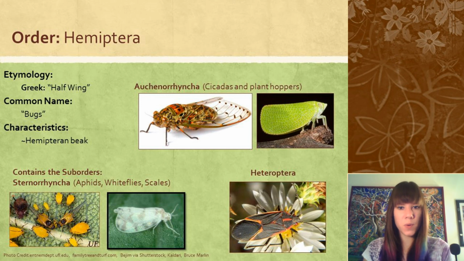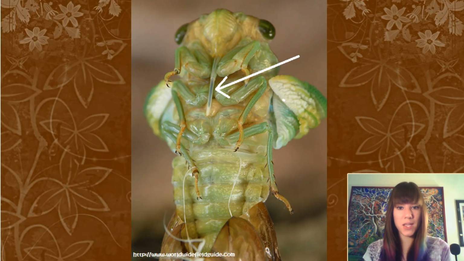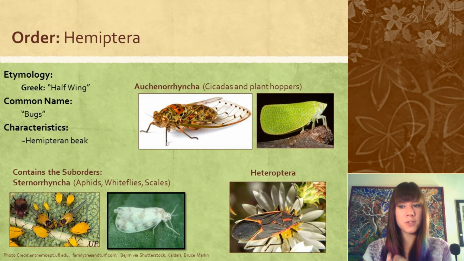The next suborder is Auchenorhyncha, and Auchenorhyncha just means neck beak, and that's because it looks like the mouth parts are coming out of the insect's neck. And this includes all of your plant hoppers, tree hoppers, leaf hoppers. If it's small, bug-like, and jumps, it's probably in this group. And it also includes your cicadas.